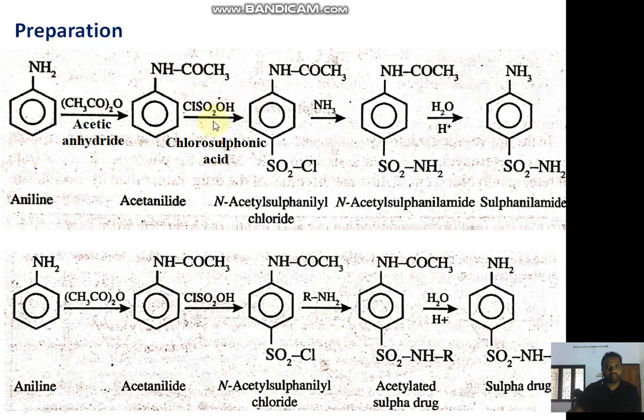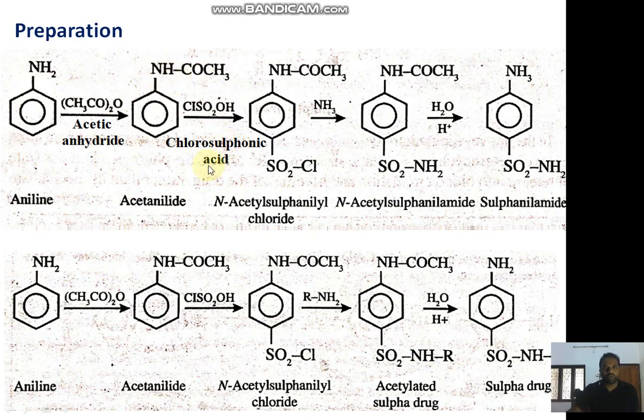In the next step, we are treating this product with chlorosulfonic acid. The first step is protection of the aniline, our amino group. This we have discussed in our reaction part. Otherwise, if you react with this chlorosulfonic acid, it will react with the amino group. You don't want that. So we are protecting the aniline first by acetylation.